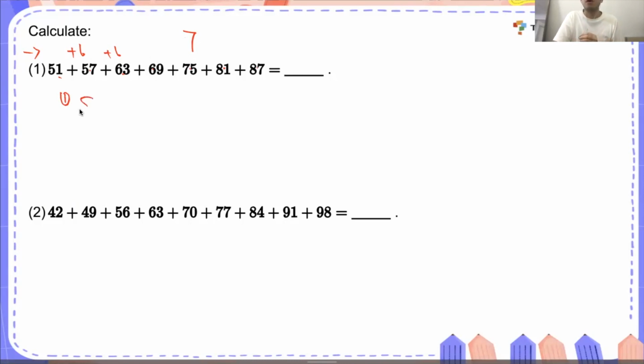And we know the sum is the middle number times the number of terms. And we have the middle number is 69, and the number of terms is 7. So what is the final result?